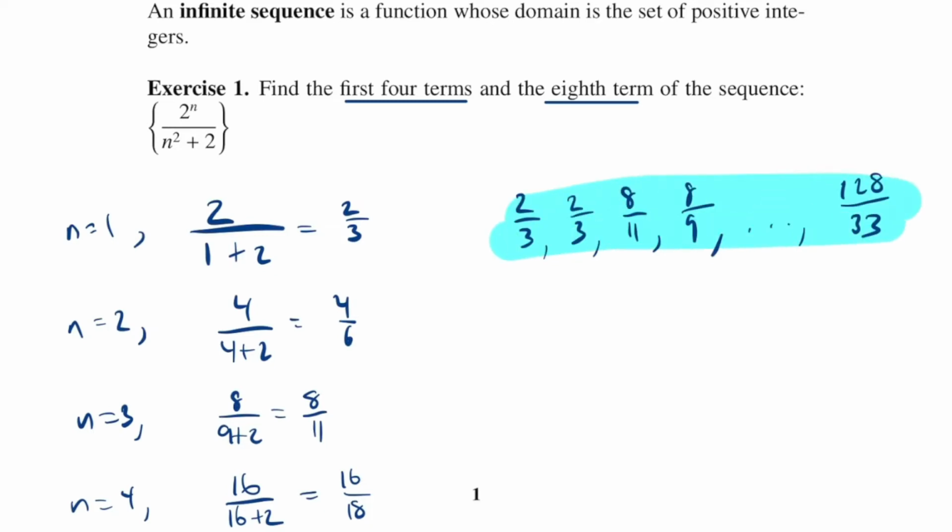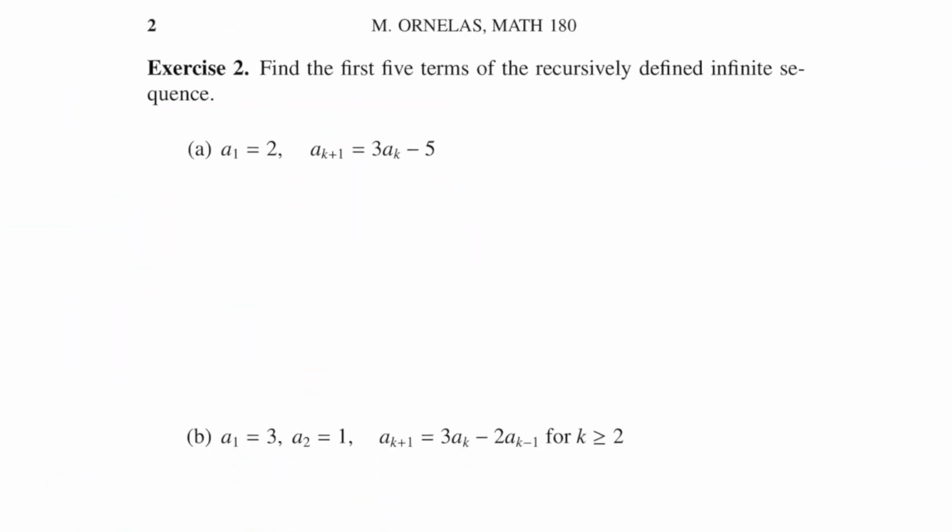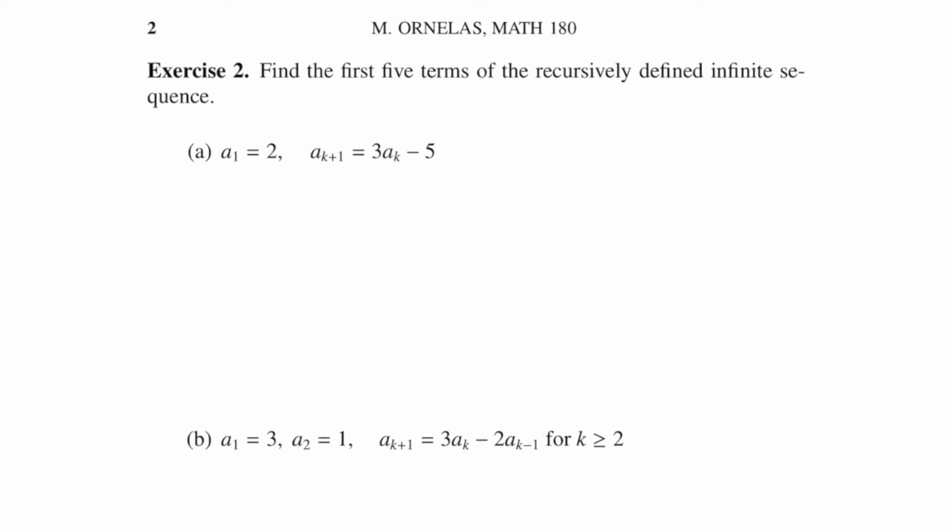Okay, the next exercise, number 2, find the first 5 terms of the recursively defined infinite sequence. So this is a recursive sequence because it's defined in terms of the previous term. So the way they define it is you have to find the previous term. So in those cases, they do have to give you the first term.